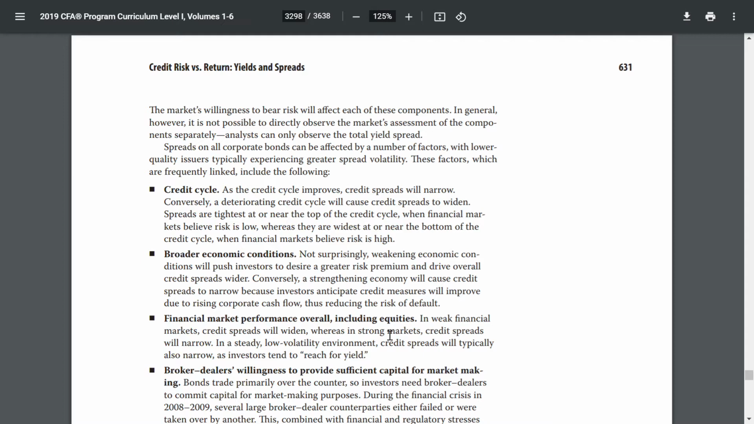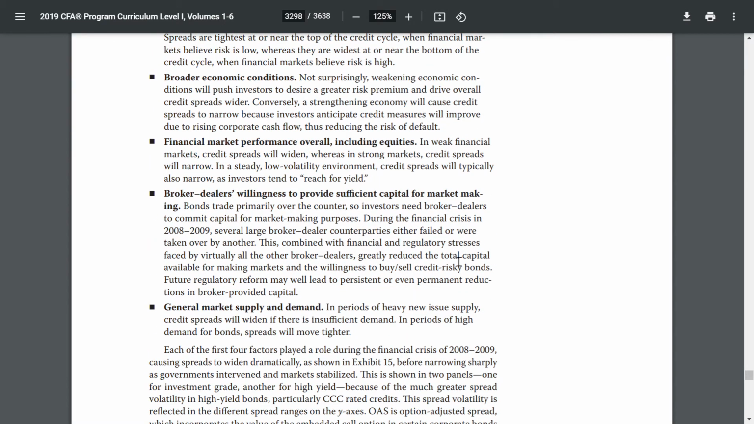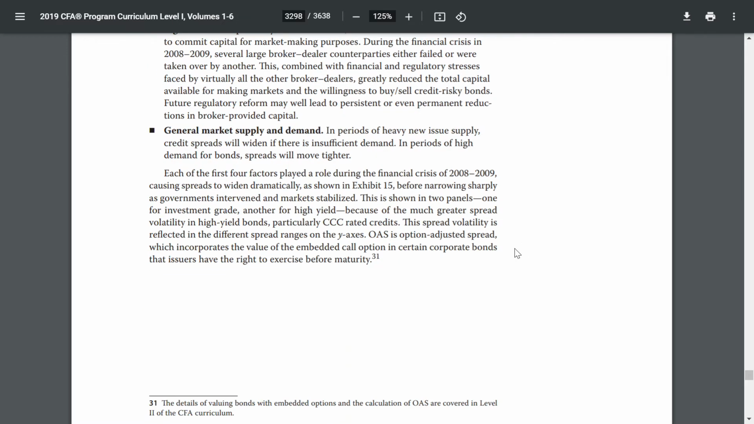These factors, which are frequently linked, include the following: credit cycle, broader economic conditions, financial market performance overall, including equities, broker-dealers' willingness to provide sufficient capital for market making, and general market supply and demand. Each of these four factors played a role during the financial crisis of 2008 and 2009.